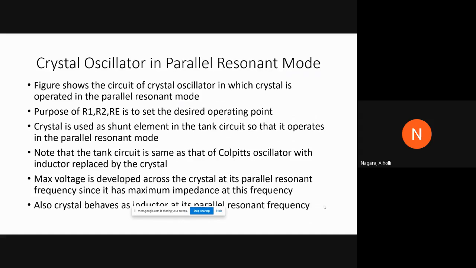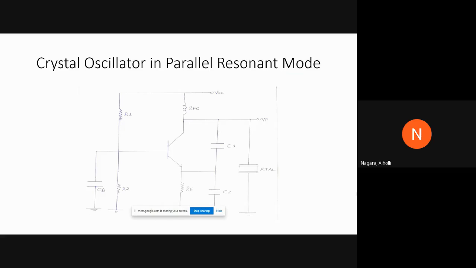So in the parallel resonant mode, as we can see in this figure, the crystal is connected in parallel to the tank circuit. This is the crystal here, right? This crystal is connected parallel to the tank circuit, and hence it is called parallel resonant mode because the crystal is connected in parallel to the tank circuit.